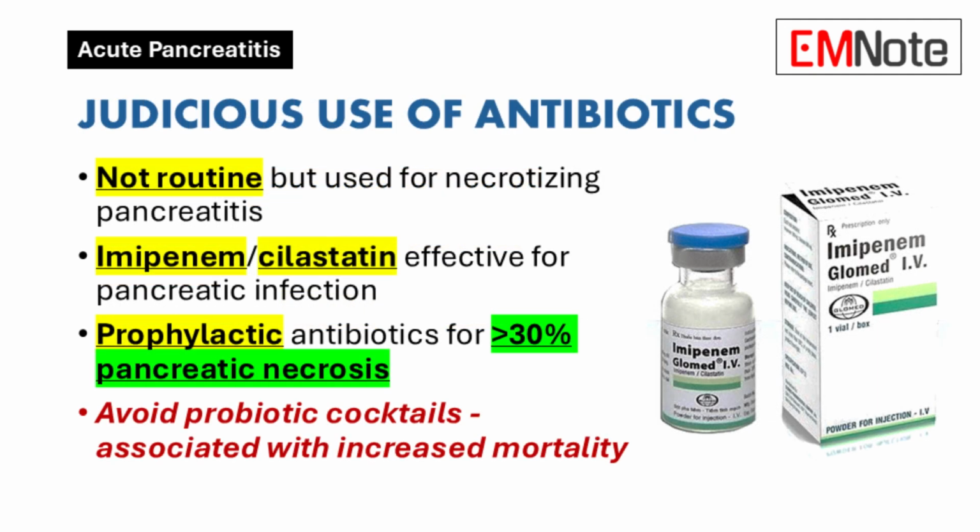While antibiotics are not routinely used in all cases of acute pancreatitis, they may be necessary in specific situations. For instance, when a significant portion of the pancreas dies, a condition known as necrotizing pancreatitis, antibiotics are required to prevent or treat infection. Antibiotics are also indicated if there are signs of infection, such as fever or an elevated white blood cell count.